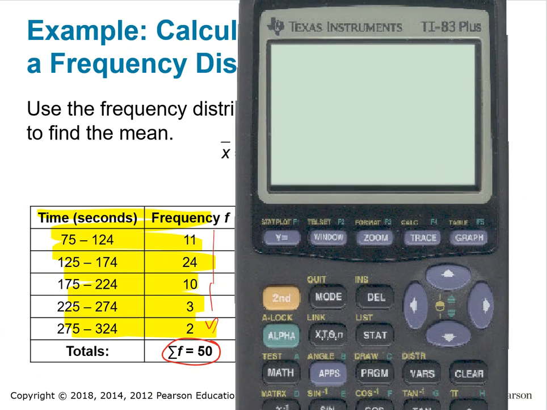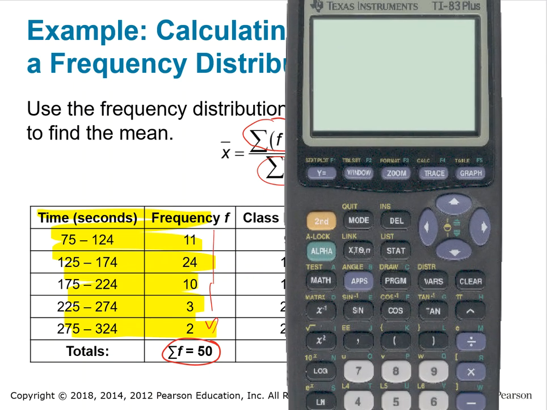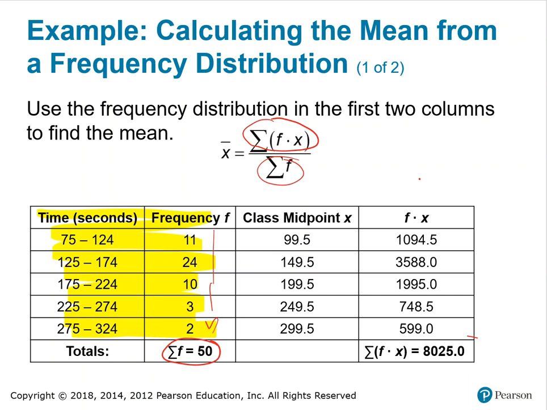So if I'm looking for the class midpoint of the upper and lower class limits for the first class, I'll find that 75 plus 124 is equal to 199, divided by 2 is 99.5, which is my class midpoint. I find the other class midpoints in a similar manner. Then I take the class midpoint times its frequency, and that's going to give me the frequency times the class midpoint in the last column.